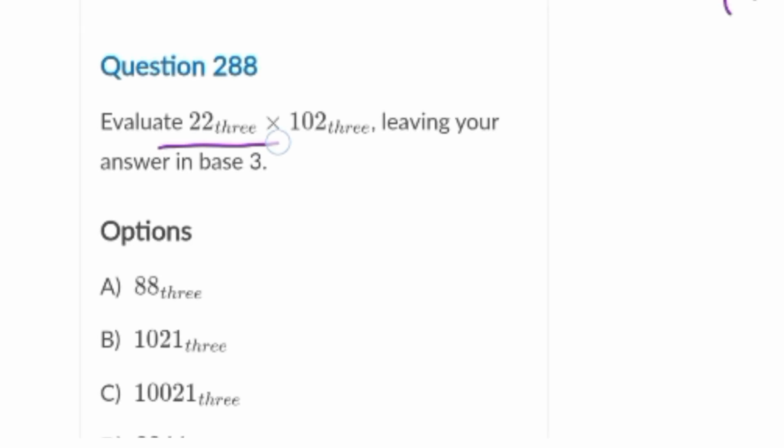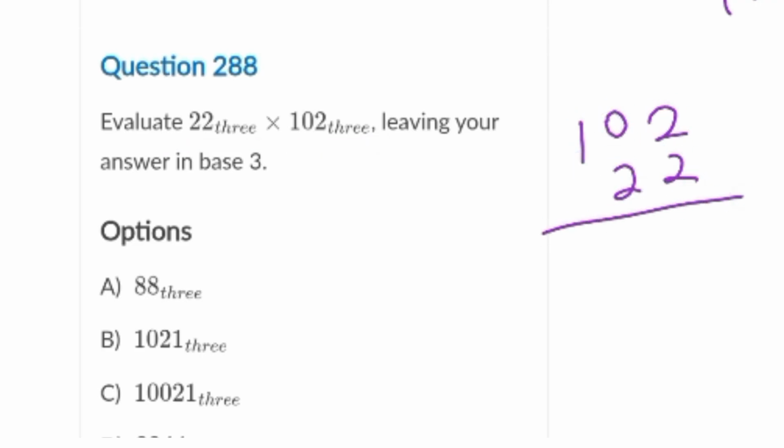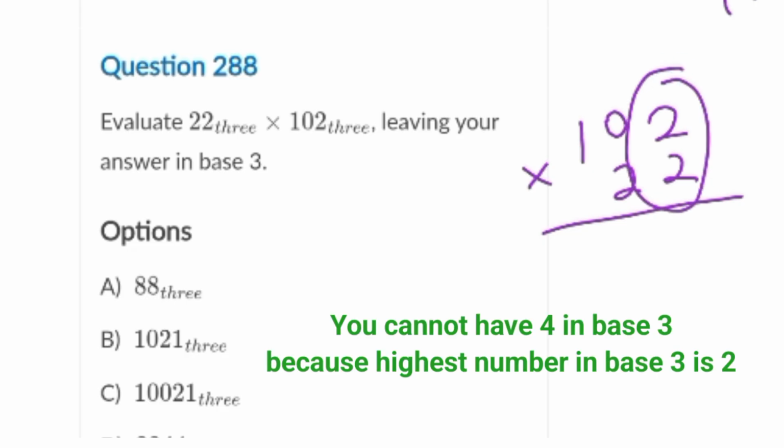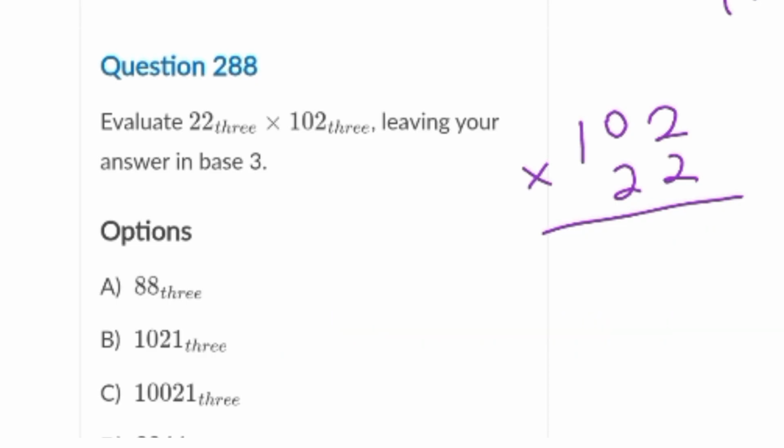Evaluate 22 base 3 times 102 base 3. So this is number base. Write 102 at the top, write 22 at the bottom. So you start multiplying, but you have to be very careful. When you say 2 times 2 is 4, you cannot write 4 here because this is base 3 multiplication. You are multiplying in base 3, so you cannot write 4 there.